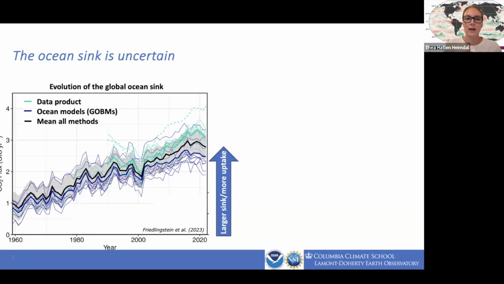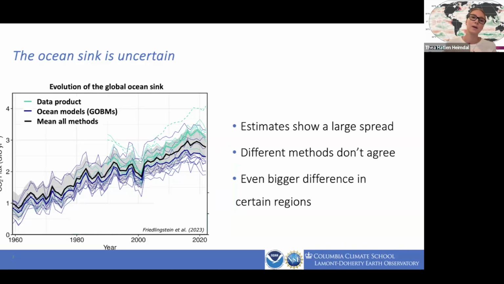What we're also looking at here are many different lines, right? We see blue lines, and these represent GOBMs that Abby just mentioned, these ocean models. And then the green lines, they represent data products, so machine learning products estimating the ocean sink. And two really important observations from this figure. The first one is that all of these different estimates show that there is a large spread and a large uncertainty of the ocean sink.